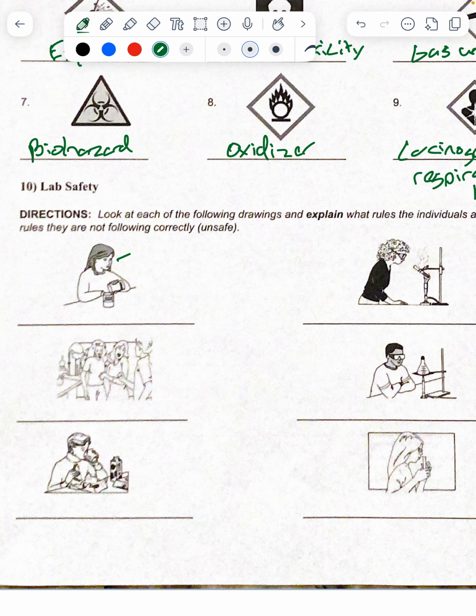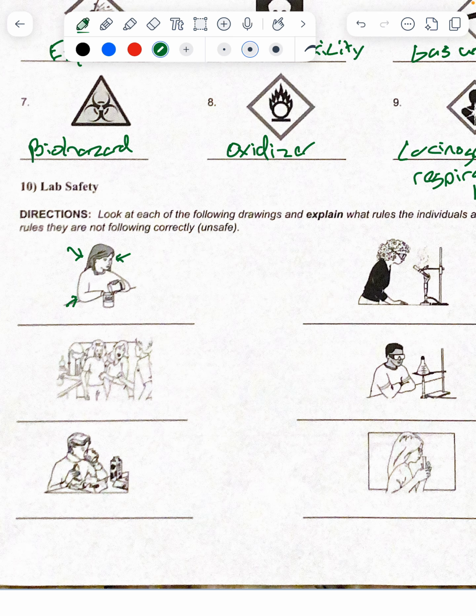I do not see goggles at all. I do not see her hair pulled back. I see long sleeves, and I do not see an apron. Lots of things going on here. Those are your main takeaways: you should wear eye protection and an apron, girls keep your hair back, and you do not want loose, long clothing.